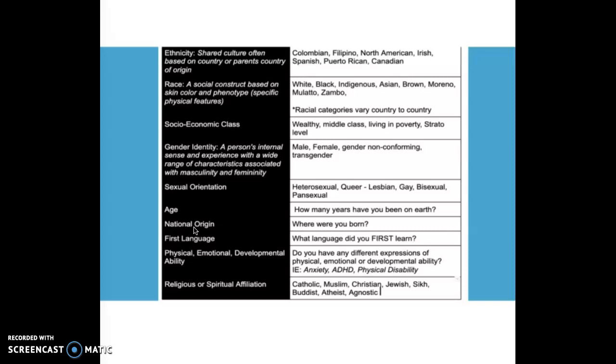Sexual orientation. I think here, make clear that sexual orientation has nothing to do with gender. Sexual orientation is just who you are attracted to. Heterosexual, queer. Queer is like a blanket. A lot of kids don't know what queer means, so you would want to describe queer as sort of the umbrella term for not heterosexual. And that could be lesbian, gay, bisexual, pansexual, age, national origin, first language.